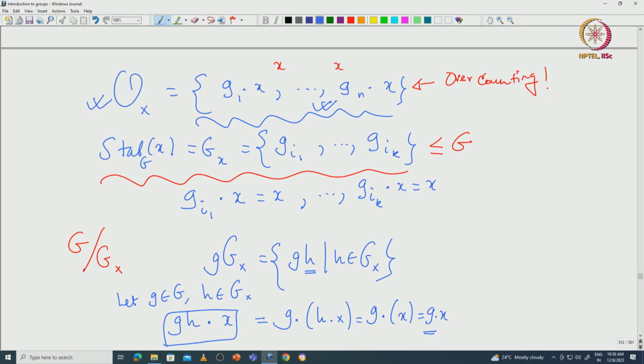So, what is the important thing to note? Obviously, when you count the orbit, we actually do overcounting. Somehow this overcounting should be reduced to correct counting. For that purpose, the stabilizer helps us. That is the important thing that you have to notice.